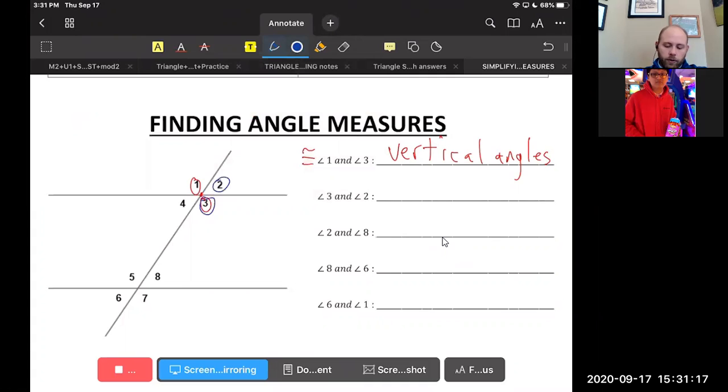Angle 3 and angle 2. Anyone know this? They are next to each other. They make that line. They share a line right here. They add up to 180. What do we think?